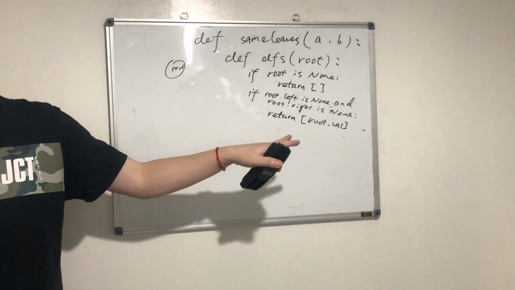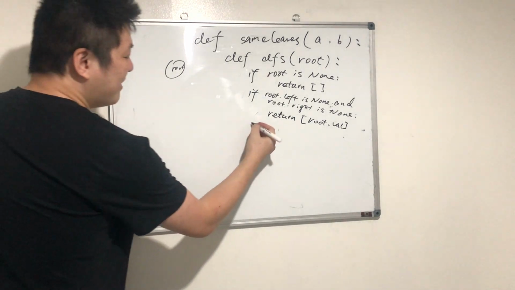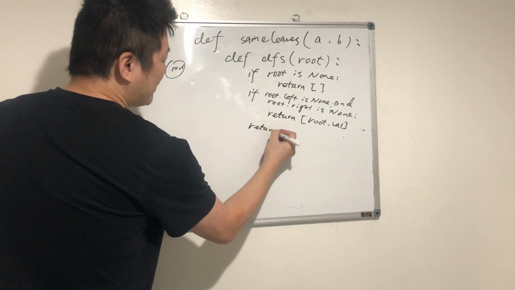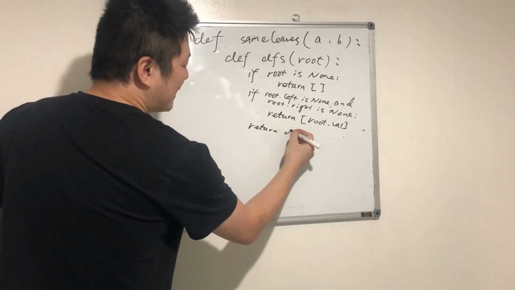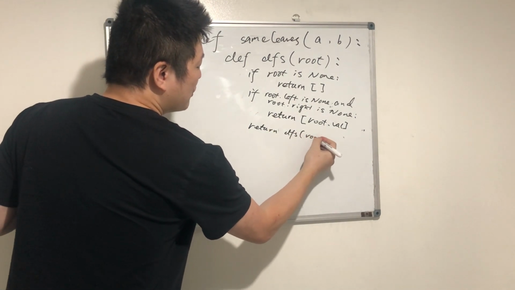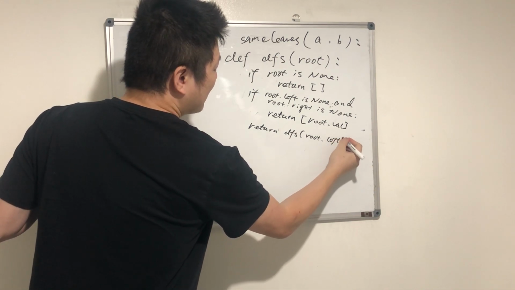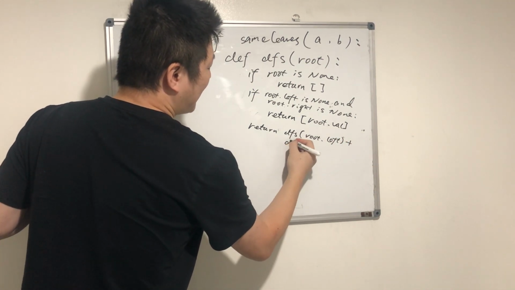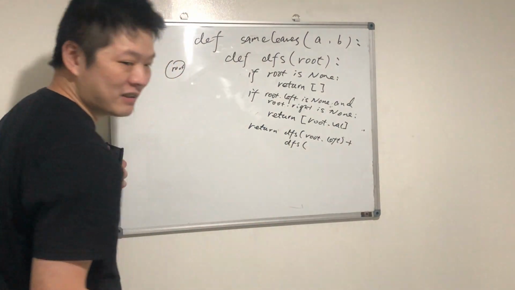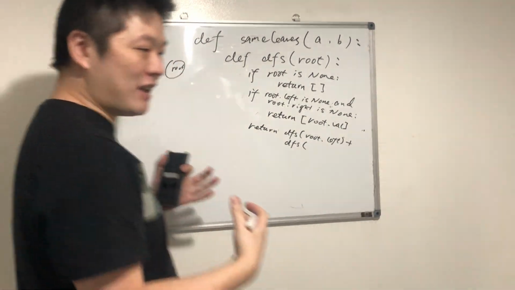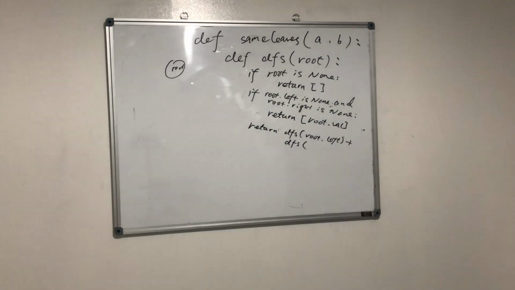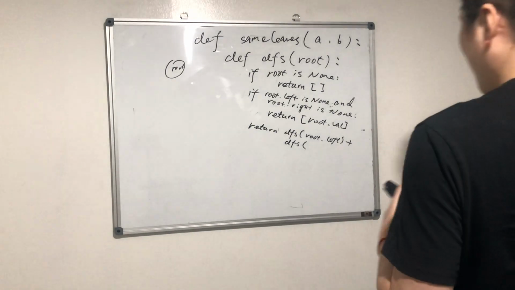Okay, then now we recursively just need to return depth first search root dot left plus depth first search what? Can you guess? We are returning the left and the right. So what does it? Root dot right. Root dot right, yeah.